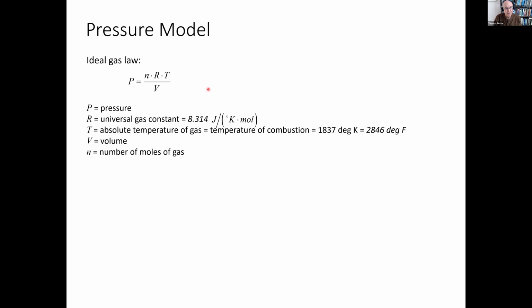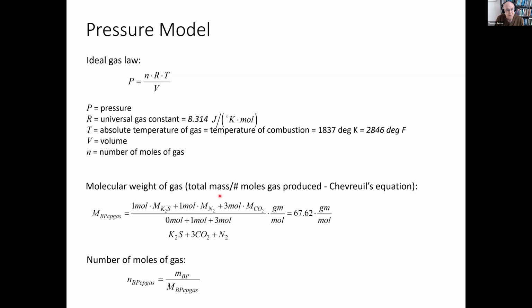Well, we start with the ideal gas law, where P is the pressure, R is the universal gas constant. That's the amount of energy that's required to raise a certain quantity of gas by a certain temperature. T is the absolute temperature of the gas, and in the case of black powder, is the temperature of combustion of the gases, which is about 2,800 degrees Fahrenheit. V is the volume in which the gas is contained, and N is the quantity of gas measured in moles.